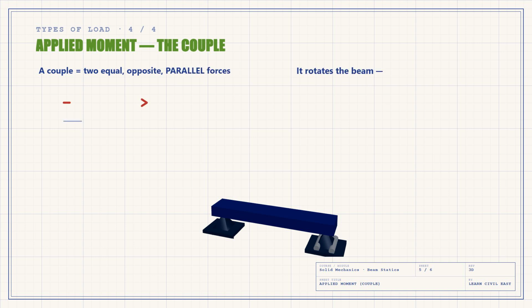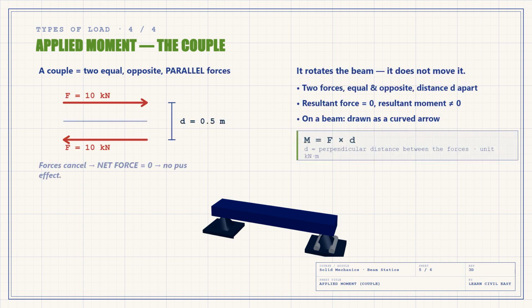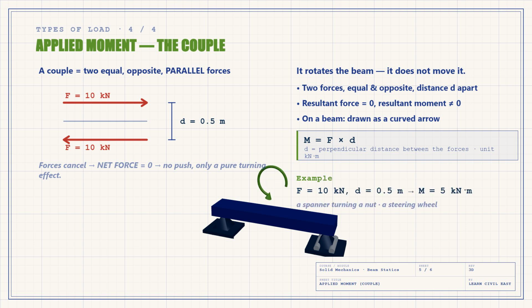And finally, the applied moment, also called a couple. Picture two forces equal in size but opposite in direction, acting parallel to one another a small distance apart. Because they are equal and opposite, they cancel. The net force is 0. The beam is not pushed. And yet together these two forces produce a pure turning effect. A rotation, that turning effect, is the moment.